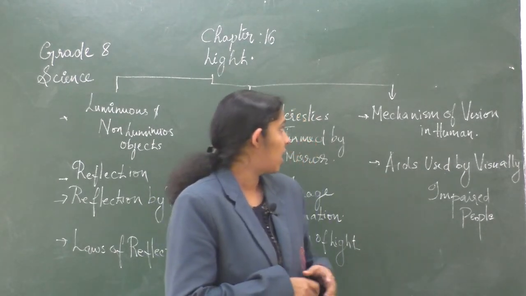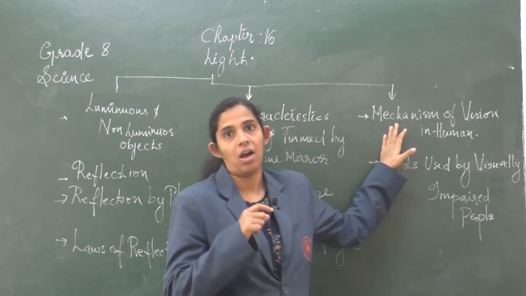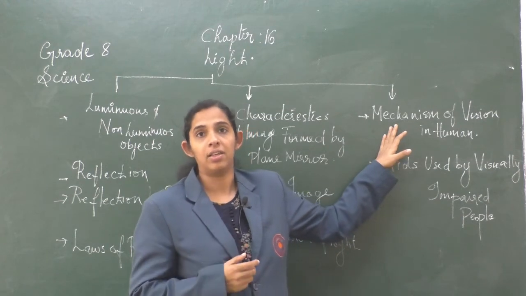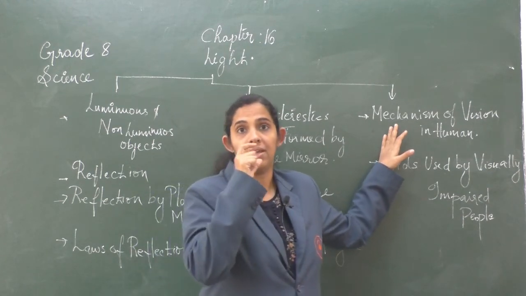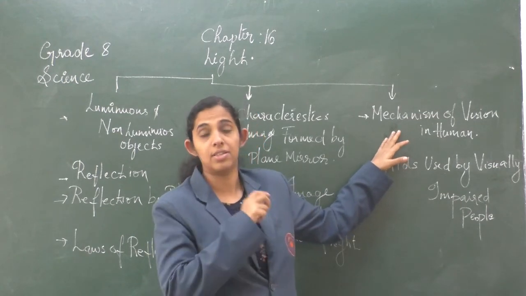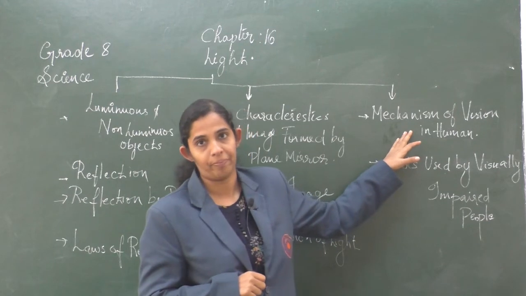Next topic is about the mechanism of vision, how in human beings the eyes work. We have seen that eyes have a convex lens in them, which will adjust its focal length. We have discussed two terms here, the power of accommodation as well as the persistence of vision.